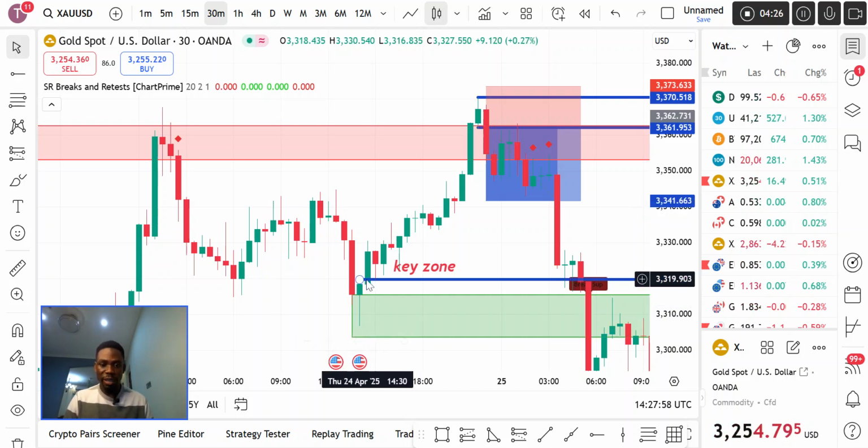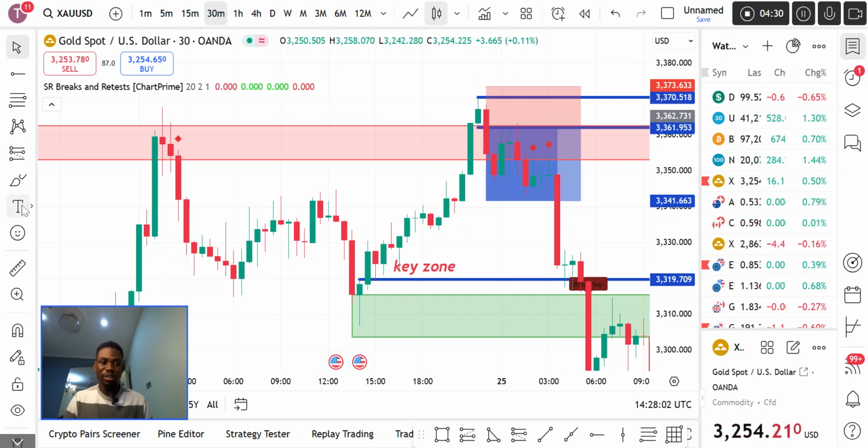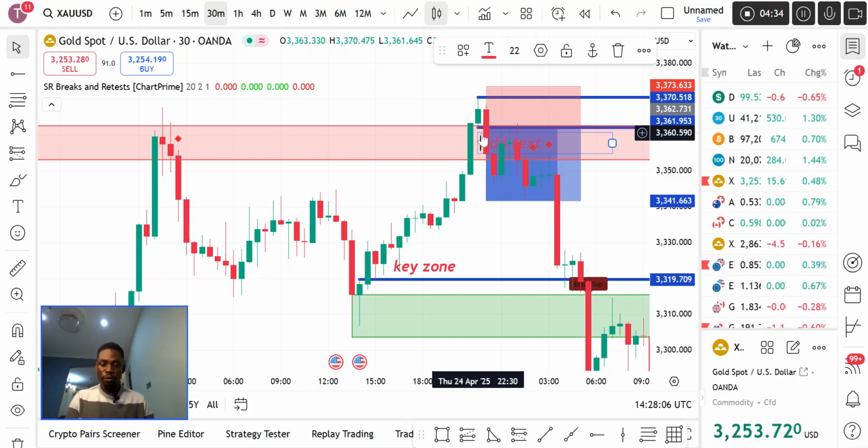So this is a key zone area, and this place automatically becomes another key zone because that's where we are taking our entry from. So this also becomes a key zone.